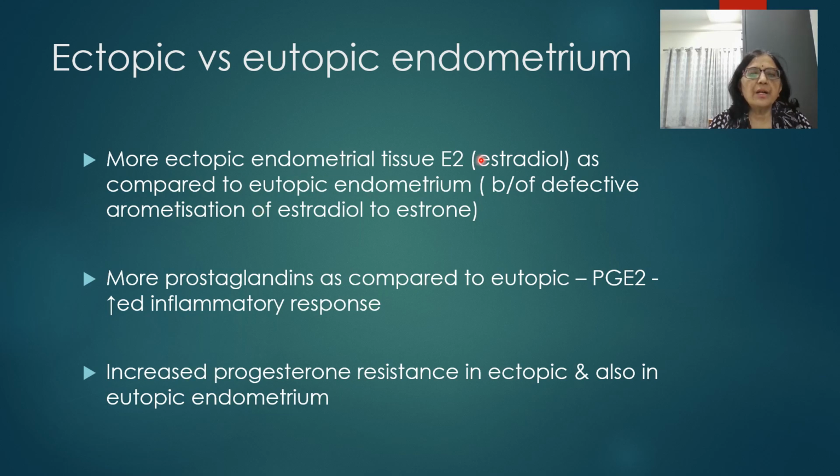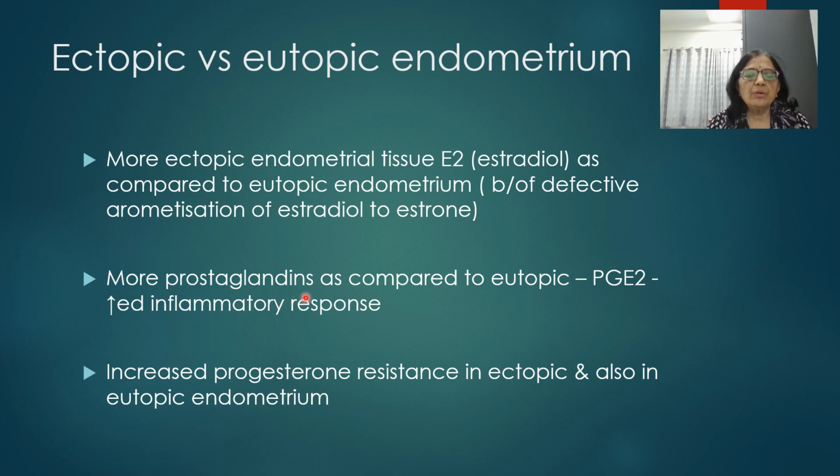First, there is more estradiol in the endometriotic tissue. The content of estradiol is more as compared to the eutopic endometrium, and the reason is a defective aromatization of estradiol to estrone. So conversion of estradiol to estrone does take place in the eutopic endometrium, but this is affected or there is a defect in that, and that is why the estradiol E2 level is more in the tissue, not necessarily in the blood, but in the endometriotic tissue itself, as compared to the normally situated eutopic endometrium.